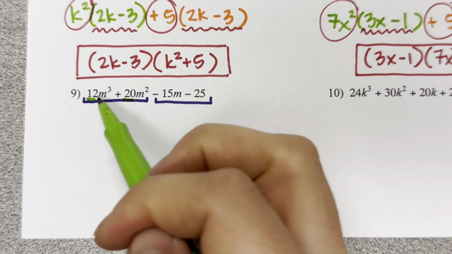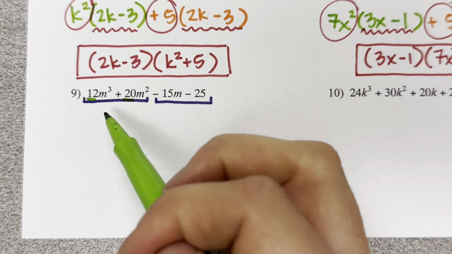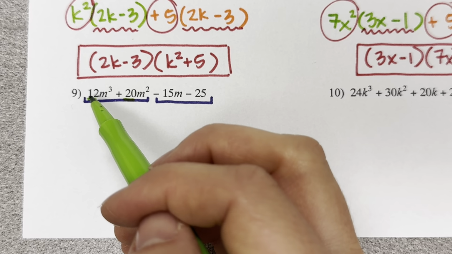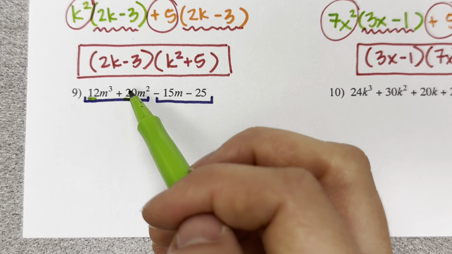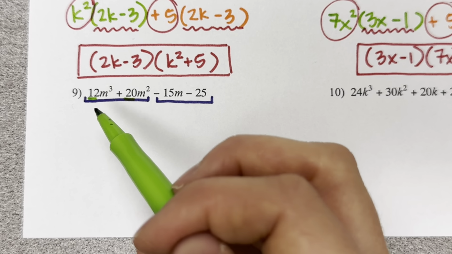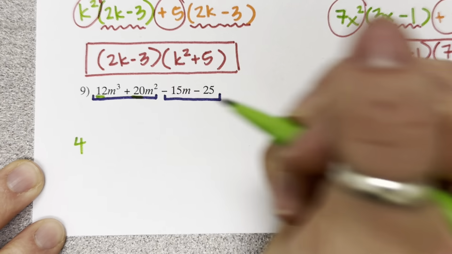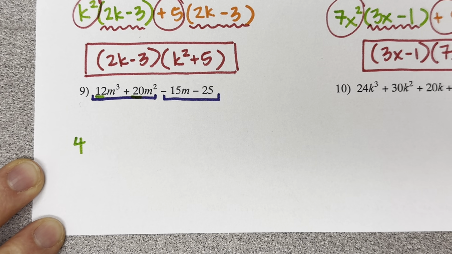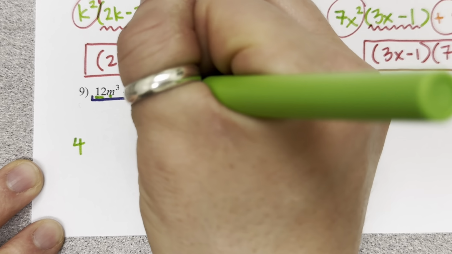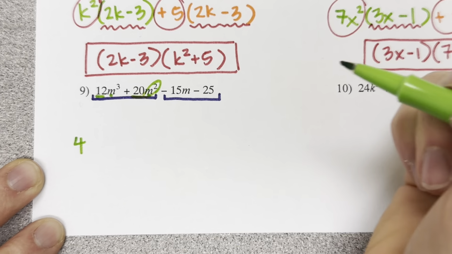I know 2 can go into both of them, but is there anything bigger than 2 that I could divide both of these guys by? I can divide 12 by 4, and I can also divide 20 by 4. 12 I could divide by 6, 20 by 5. So I know 4 is our GCF for 12 and 20. Now look at your variables, m cubed and m squared. Take the smaller amount, that'd be m squared.